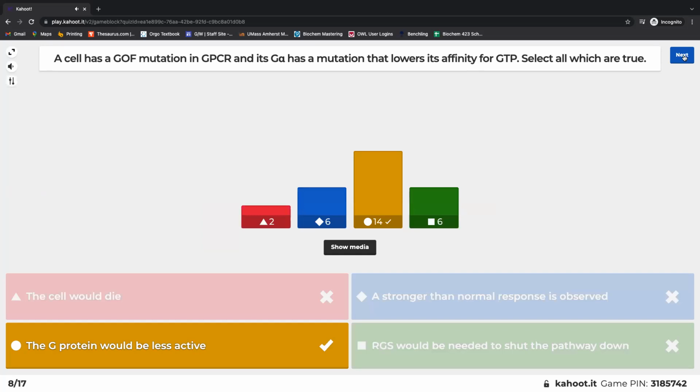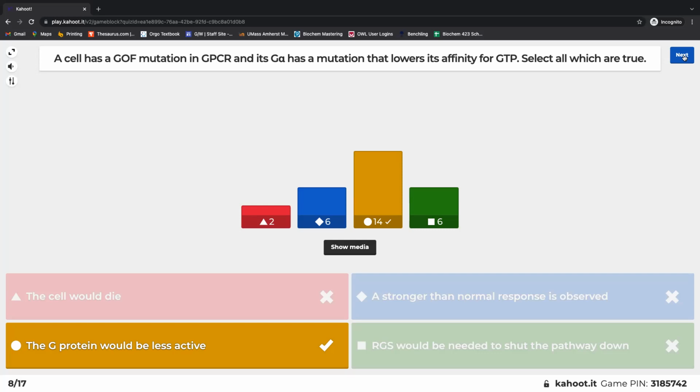Okay, A is not true because the GPCR is not involved in the survival signal. The blue answer: G alpha is downstream of GPCR. If that has a mutation that lowers its affinity for GTP, G alpha is less likely to be active. So a weaker than normal response should be observed, which is what the yellow response is basically saying.